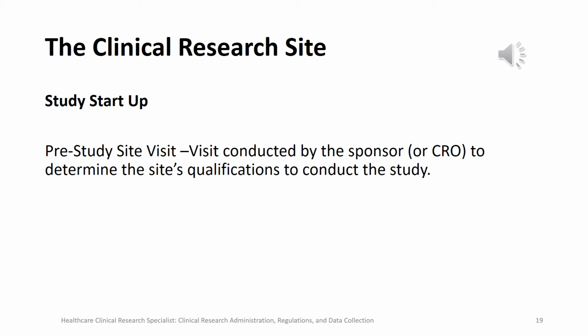So as we talked about earlier with the different monitoring visits that occur during our trial, in this startup phase or stage, we're going to conduct a pre-study site visit. This is going to be a visit that's conducted by the sponsor or by the CRO, if the sponsor is using a CRO, to determine the site's qualifications to conduct the study. So they're going to look at a lot of different elements, a lot of different things at the site to assess that and hopefully come away with a favorable assessment that will enable things to move forward, and we can get that site activated so that they can participate in the trial.